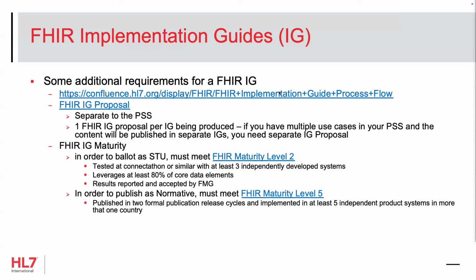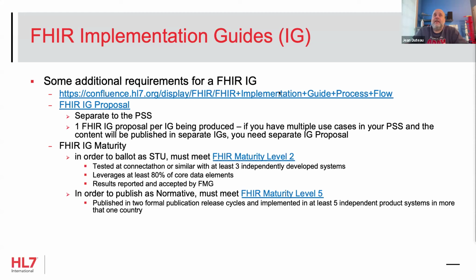So this is Brian. I have an IG I'm hoping to bring to ballot in May, but we haven't done maturity level 2 yet. So is there a way to ballot as informational or draft or something that's not called STU? Yeah, there is informative. The FHIR management group tends to frown on that, but you can take it up with them.